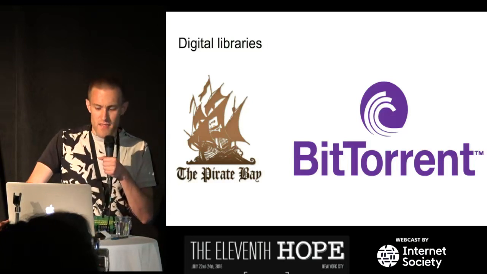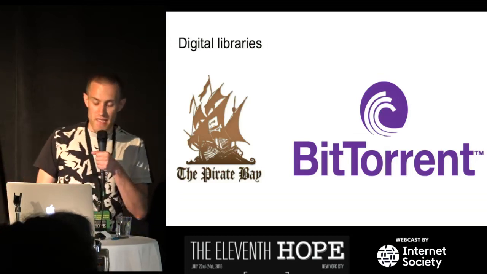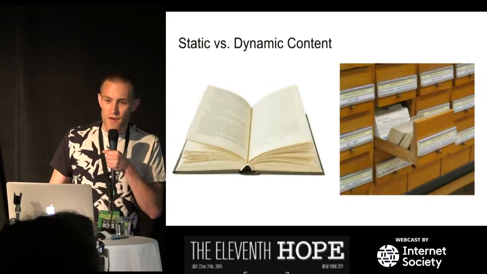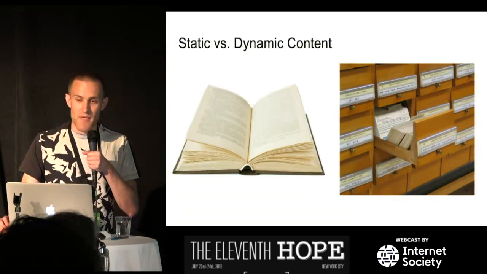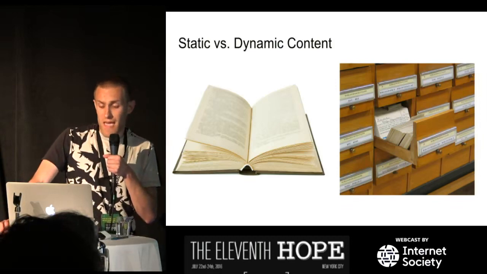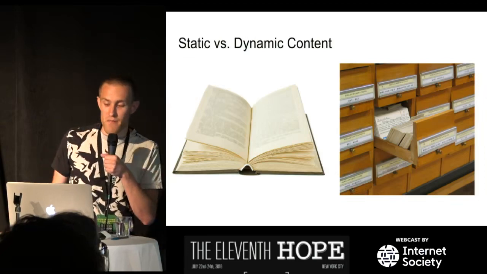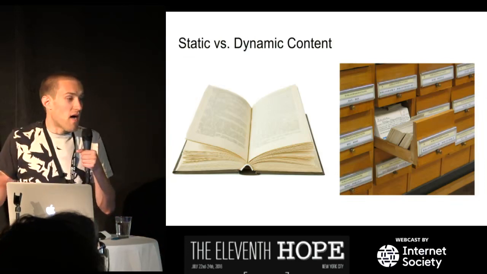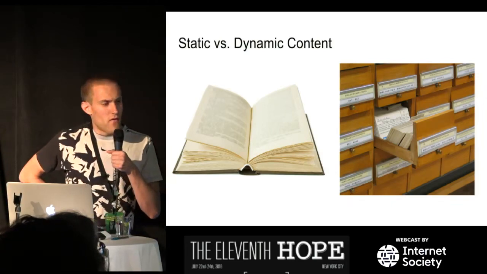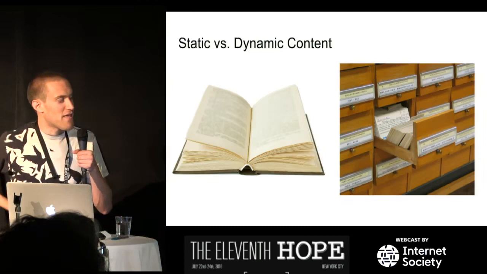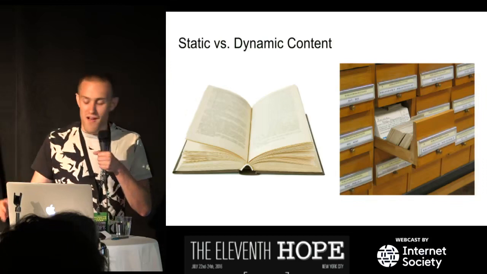So the question here then is how is it that BitTorrent can be ownerless, whereas the Pirate Bay needs an owner? So as far as I'm concerned, this difference is all about the difference between static content and dynamic content. So for static content, a good example of that is just a book. You know, Moby Dick is Moby Dick. The content of the book is not going to change over time. I think a lot of you know what a card catalog is, but it's the thing at a library that keeps track of which books are there and where they all are, right?